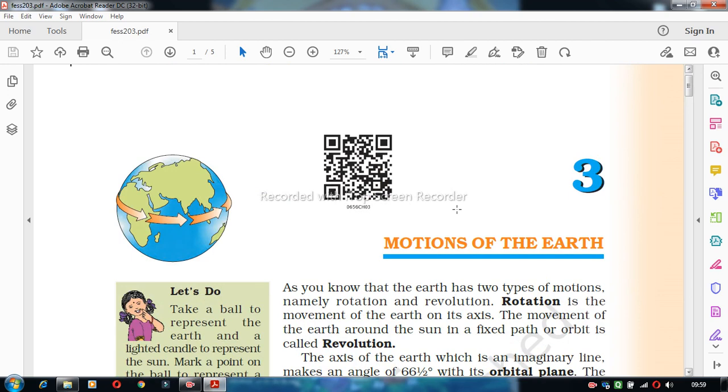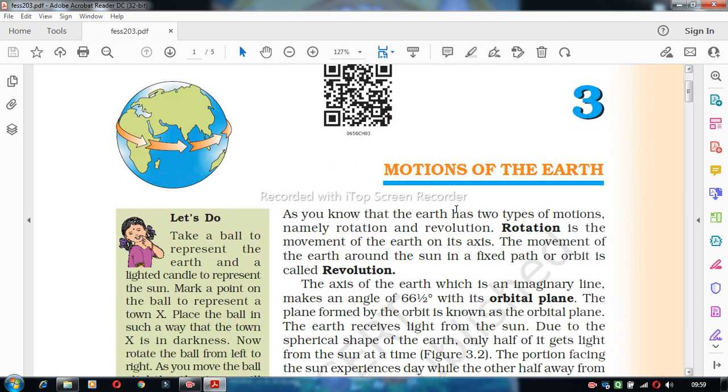In this chapter we are talking about rotation and revolution. As the word is here, rotation means the movement of the Earth on its own axis. What is revolution? That means the movement of the Earth around the Sun.